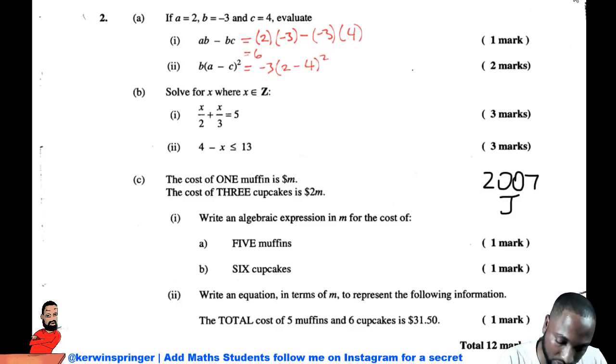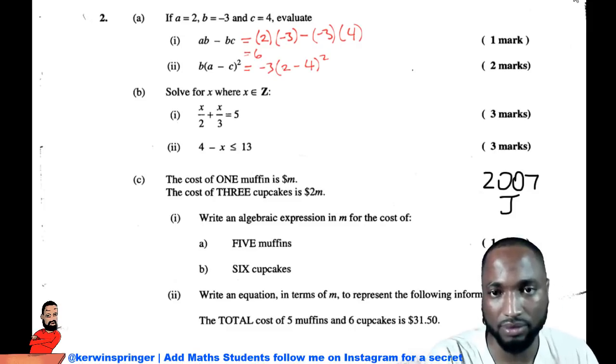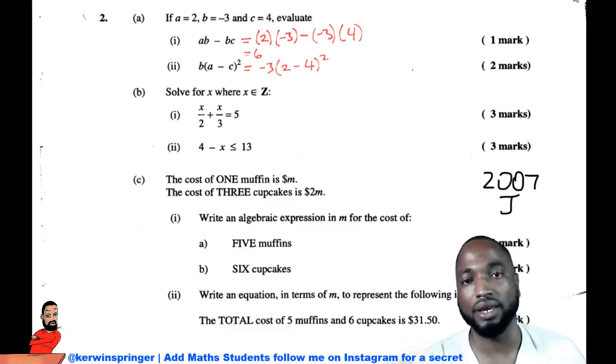Okay, negative 12. Can't see your calculator. I can't see the calculator. Alright, well, I'm going to make myself a little bigger. There, I'm bigger on the screen now.